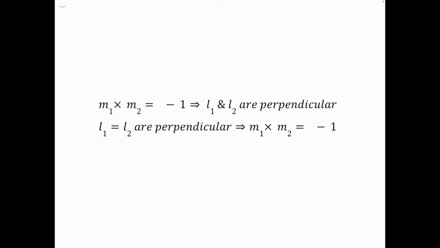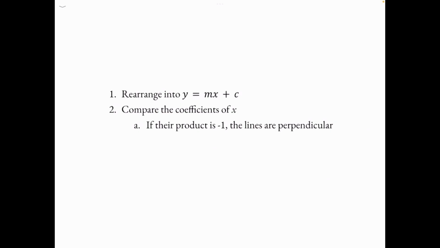Perpendicular lines are two straight lines that intersect at a right angle. The gradients of two perpendicular lines are negative reciprocals, so if the gradient of line L1 is m1 and the gradient of line L2 is m2, then m1 times m2 equals -1, so L1 and L2 are perpendicular, and vice versa. To determine if two lines are perpendicular, first rearrange into the gradient-intercept form, then compare the coefficients of x, and if their product is -1, then the lines are perpendicular.